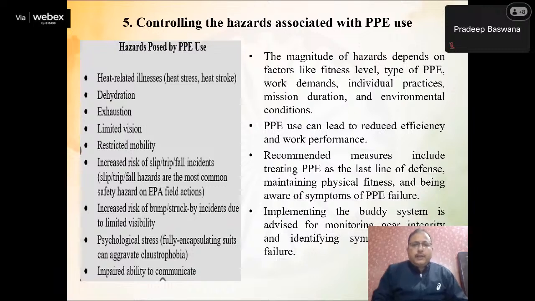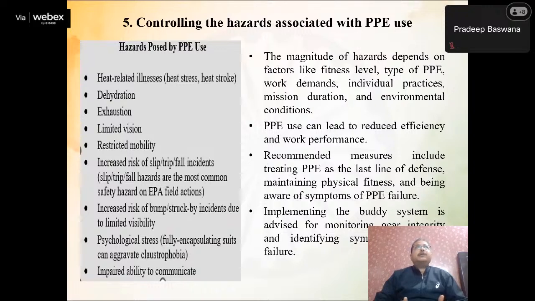Now, the last part of this: controlling the hazards associated with the use of PP. On the left side, you can easily see the hazards associated with the use of PP. The first thing is heat-related illness, heat stress or heat stroke, because the temperature inside the PP is very high. This is the first thing for anybody who is going to handle PP, because he has to wear it, and again the body becomes a confined space. The air is not allowed to go in or out.